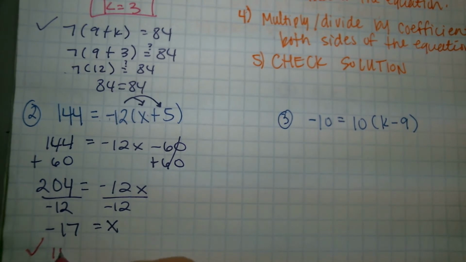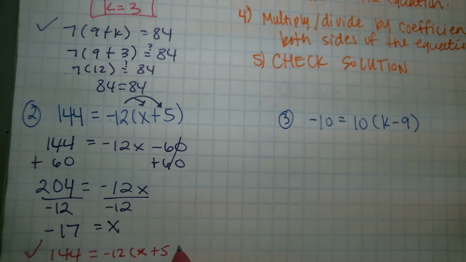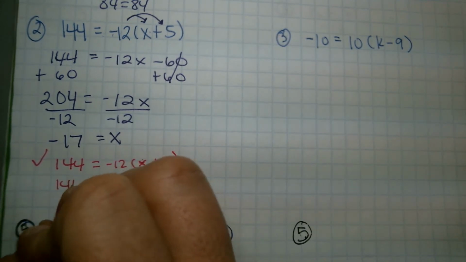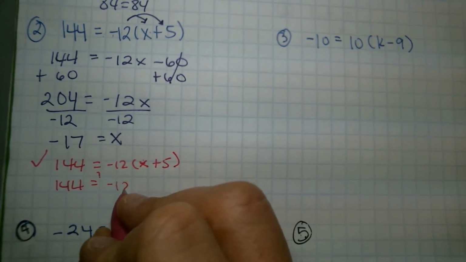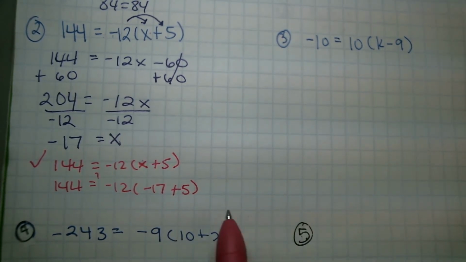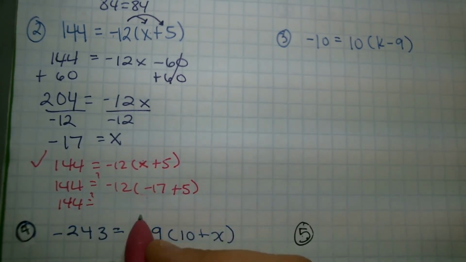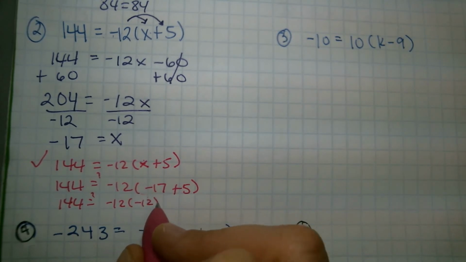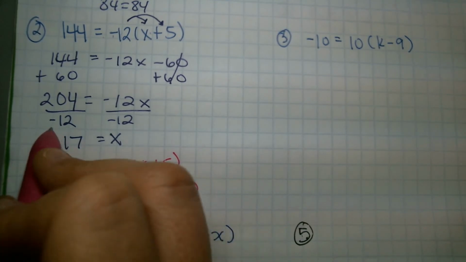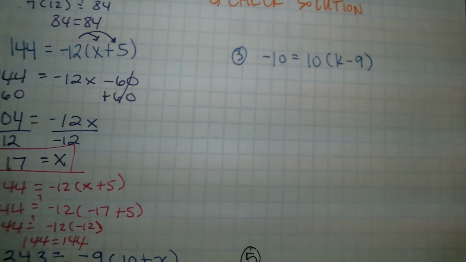And let's check and make sure that that solution works. So I'm going to plug into this original equation, negative 17 in place of x. And let's see, 144, does that equal negative 12 times negative 17 plus 5? Well, I can do the parentheses, negative 17 plus 5. That is negative 12, and negative 12 times negative 12 is 144. So that means that negative 17 is my solution for this equation. All right, let's go to another one.